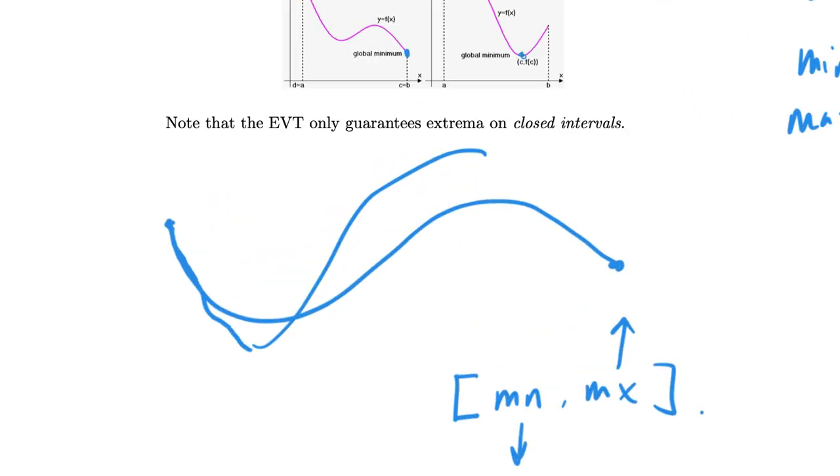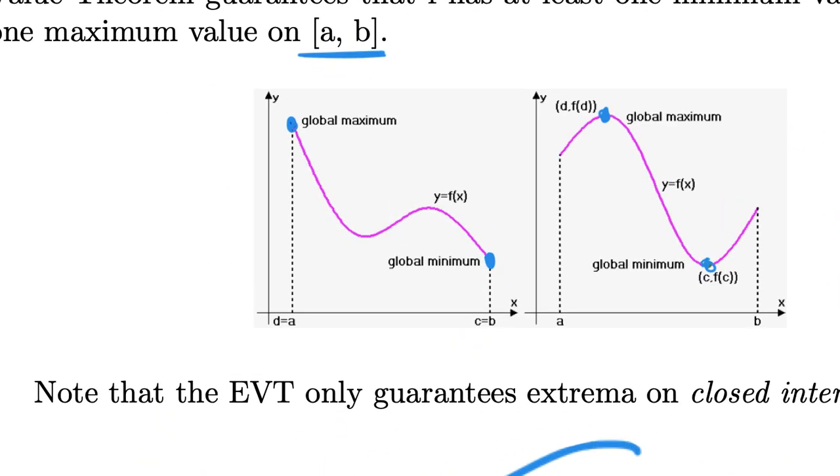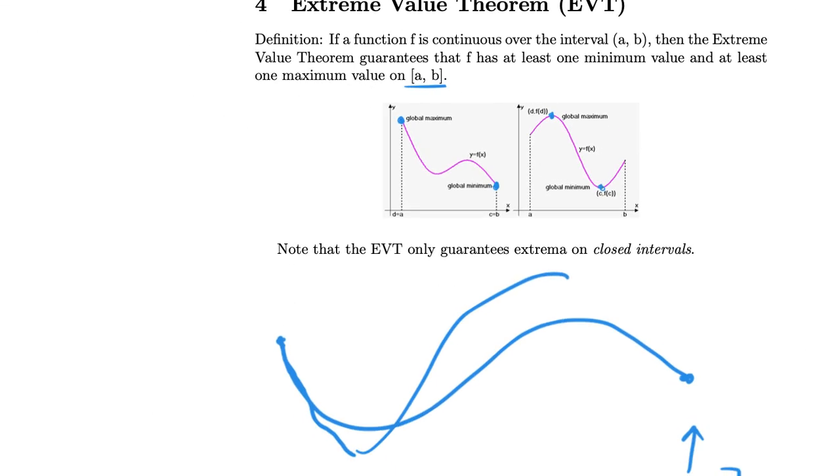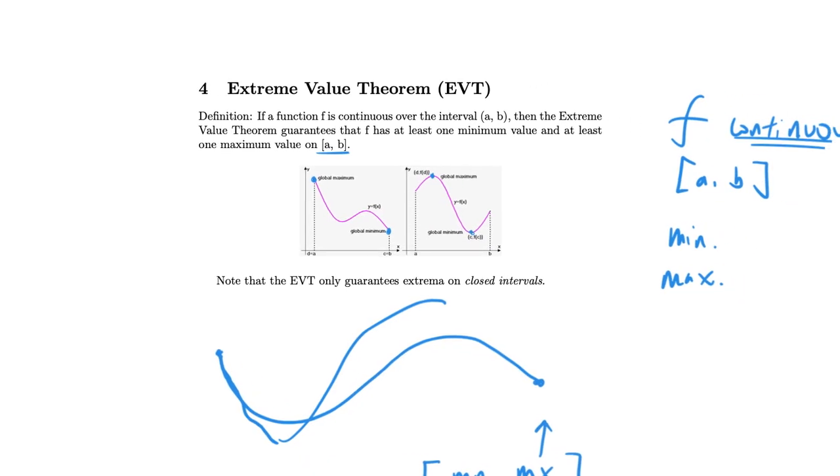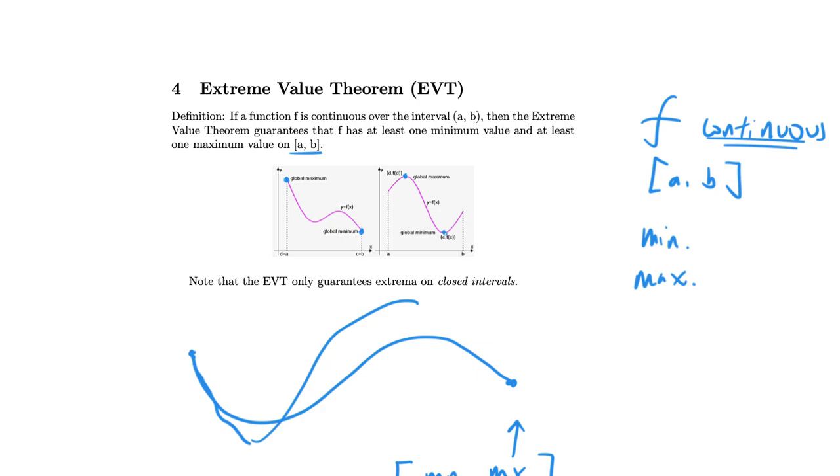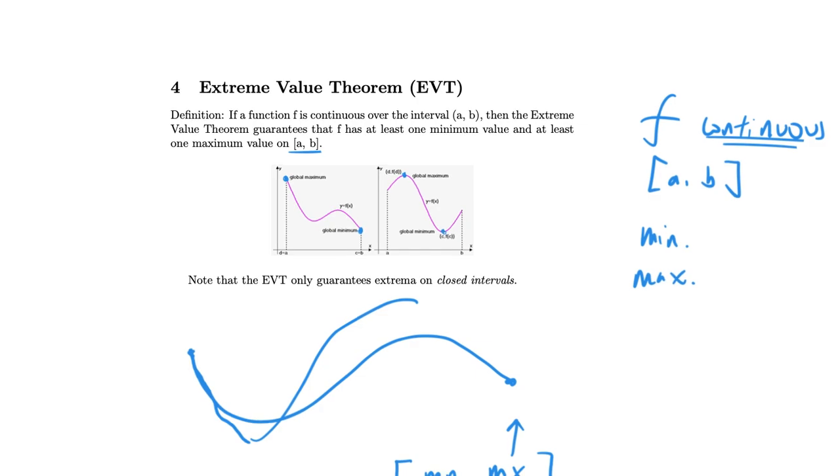Now, the EVT only guarantees extrema on closed intervals. This is because you could have either extremum on an endpoint, as we see here. In general, though, this is not really tested directly. In most cases it's taken for granted that there exists some extremum over an interval. So just know this. I haven't seen it explicitly tested, though.